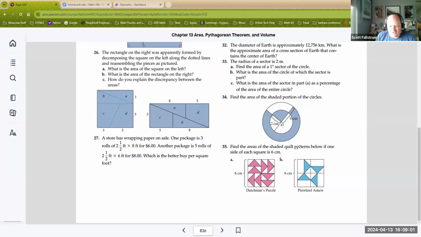Next up is find the area of the shaded quilt patterns below if one side of each square is 6 centimeters. Okay, got it. How would I do this? How would you do this? I'm just curious how students would do this one.